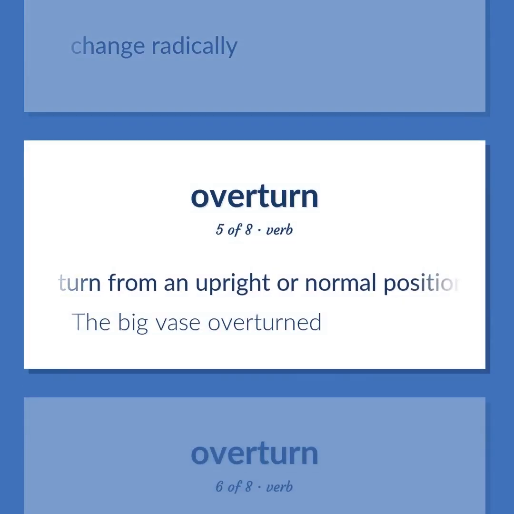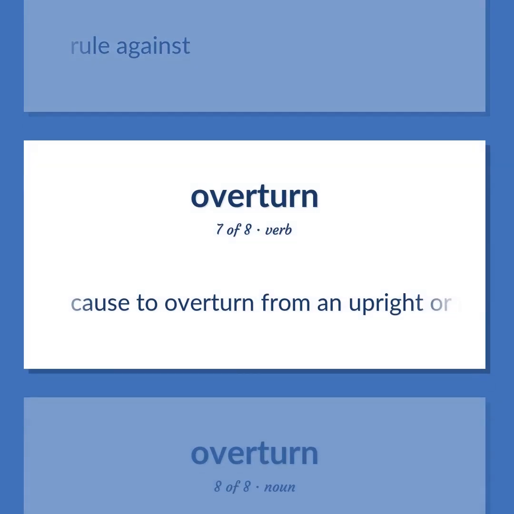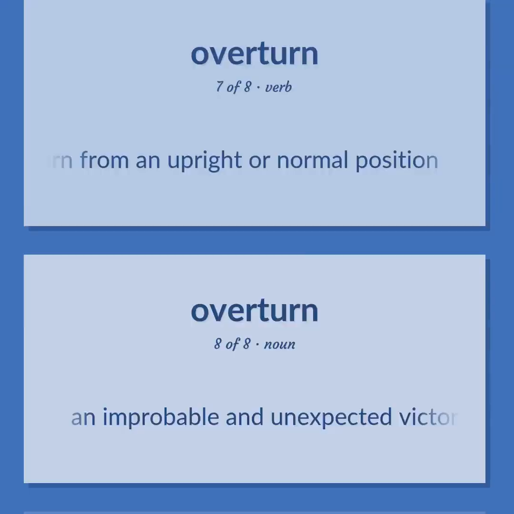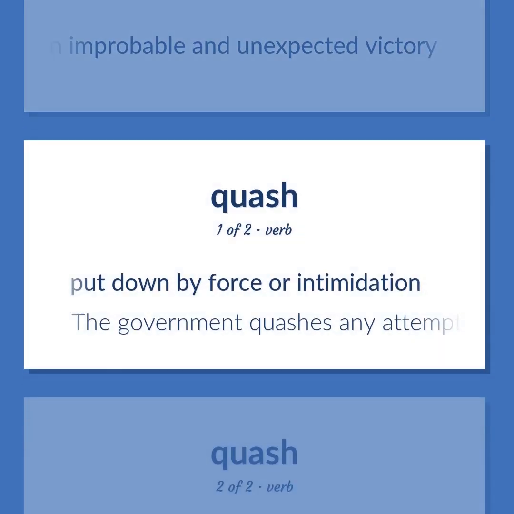Turn from an upright or normal position. The big vase overturned. Rule against. Cause to overturn from an upright or normal position. An improbable and unexpected victory. Put down by force or intimidation. The government quashes any attempt of an uprising.